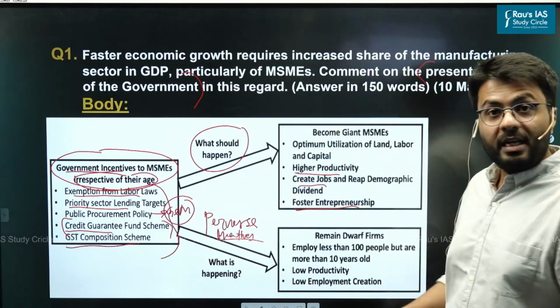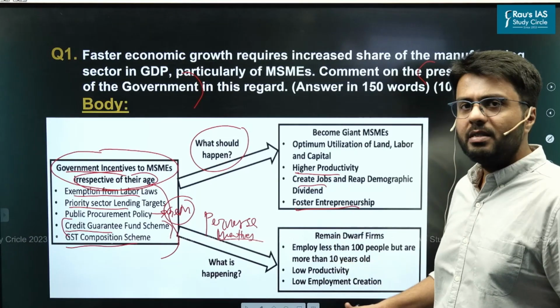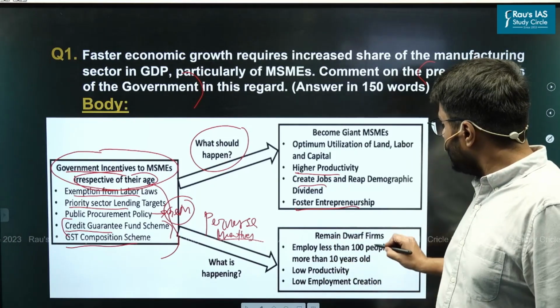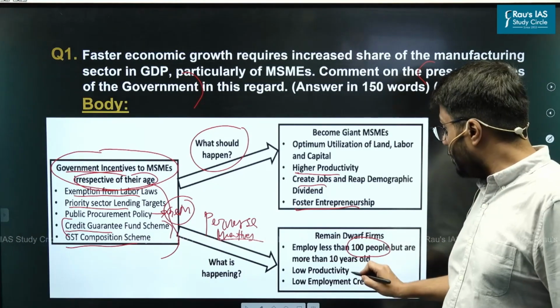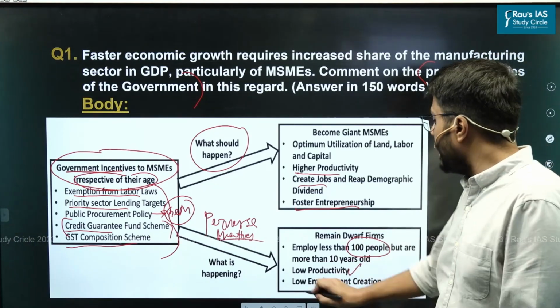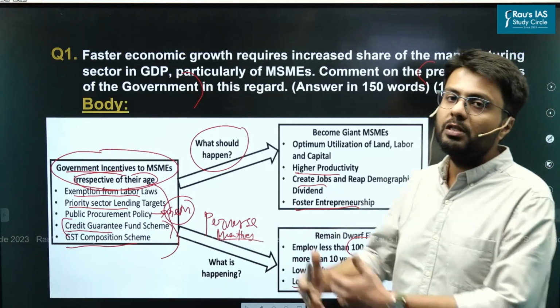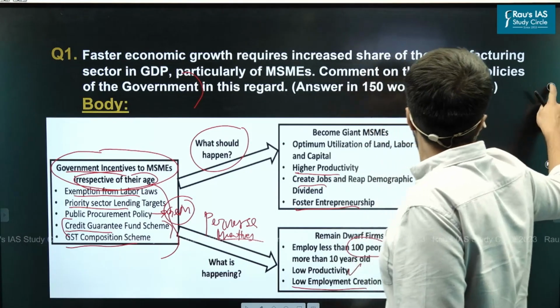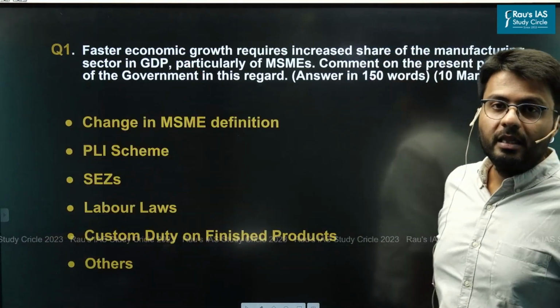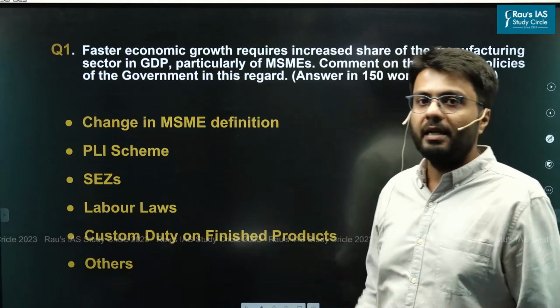Hence, what it is leading to is that MSMEs are staying small, that is, they are employing less than 100 people, and thereby they have low productivity and also create fewer jobs than was desired by the government. Further, there are also other initiatives by the government that favor the manufacturing sector.